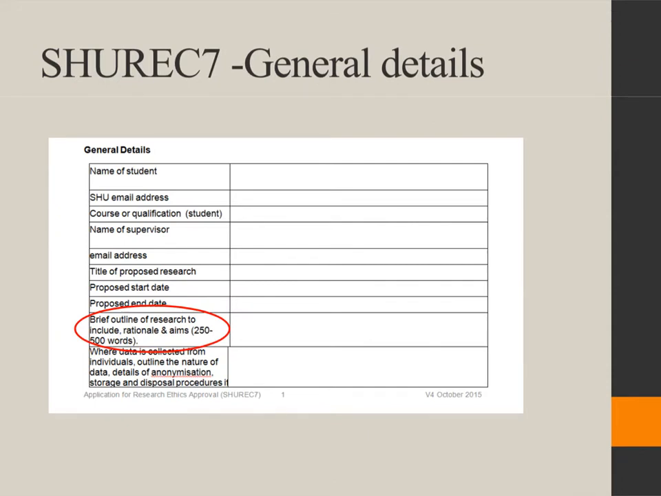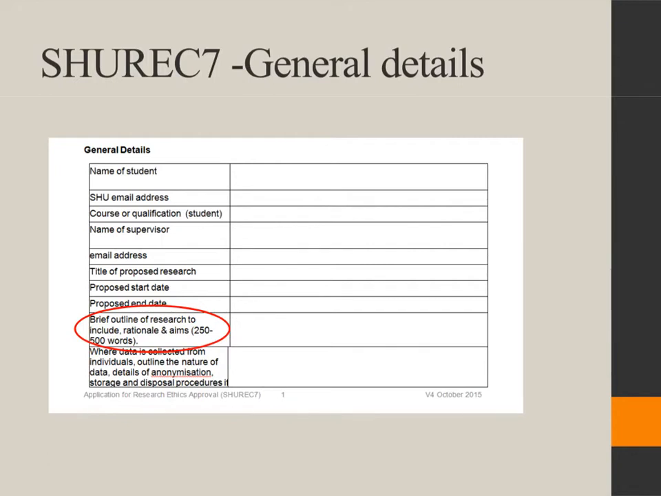The first section of the SUREC 7 form is called General Details. It's quite straightforward. You just put your name, email, and so on. You may not have a title of your research yet, but please come up with a title that links to your research question or your topic, just so you have a title.